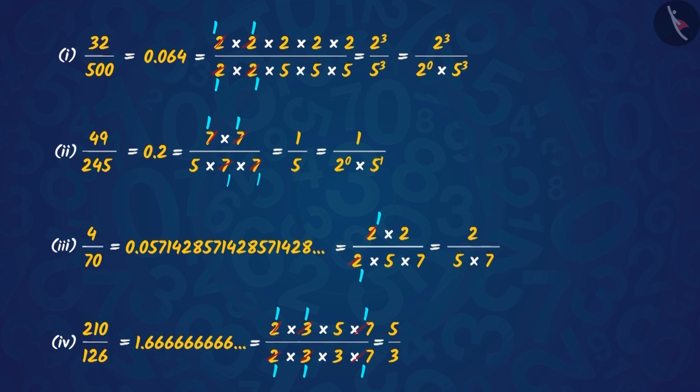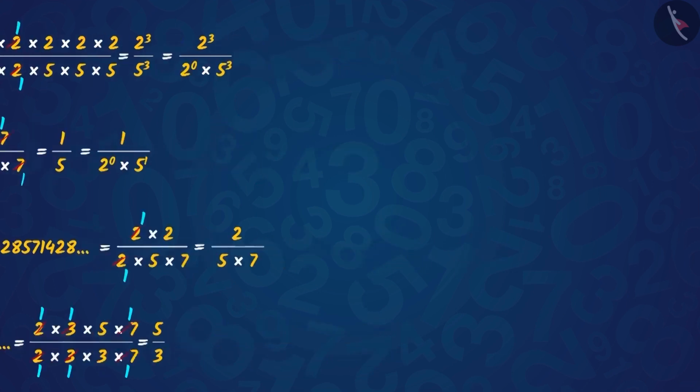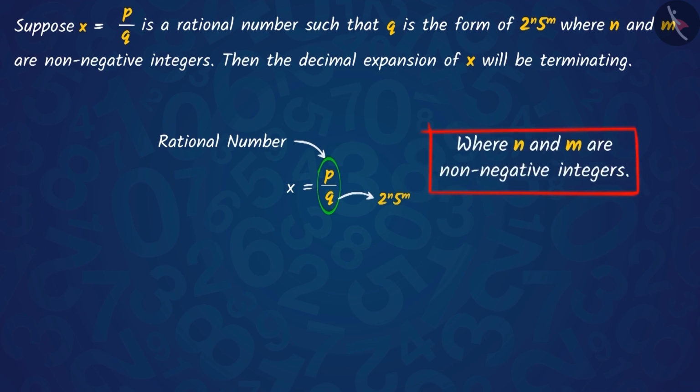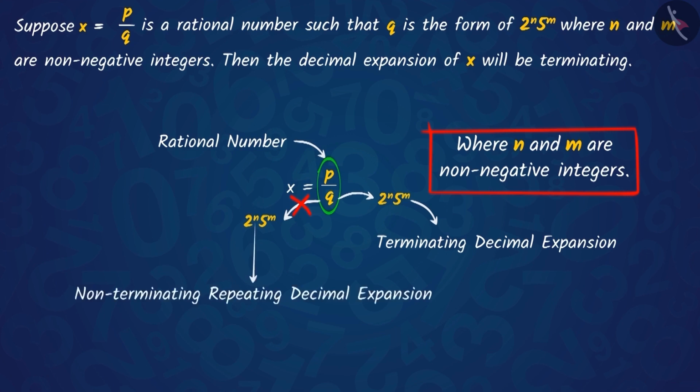Thus, we can say that the inverse of the theorem we just studied is also true, which we can formally write as follows. Suppose x equals P upon Q is a rational number such that Q is in the form of 2 raised to n into 5 raised to m, where n and m are non-negative integers. Then, the decimal expansion of x will be terminating. And if Q is not in the form of 2 raised to n into 5 raised to m, then the decimal expansion of x will be a non-terminating rational number.